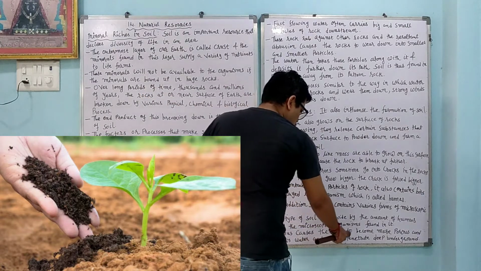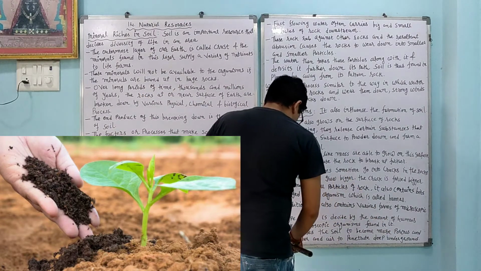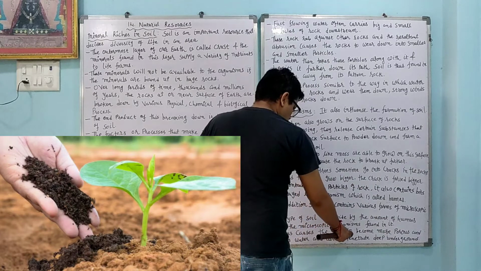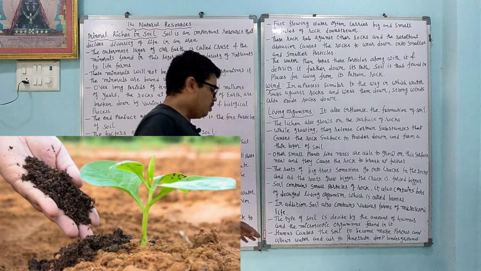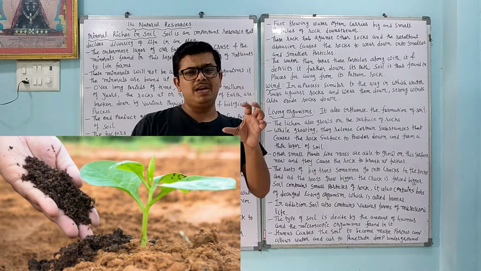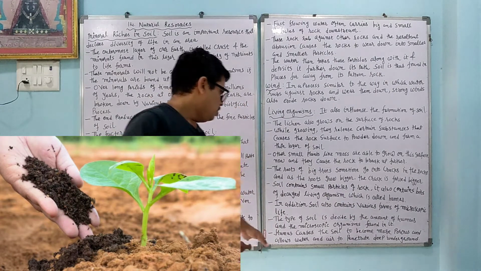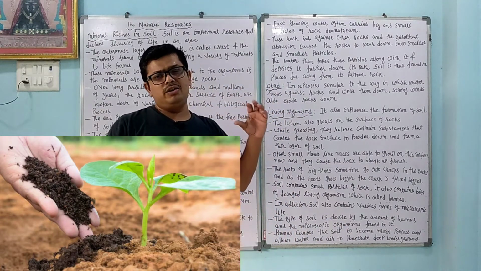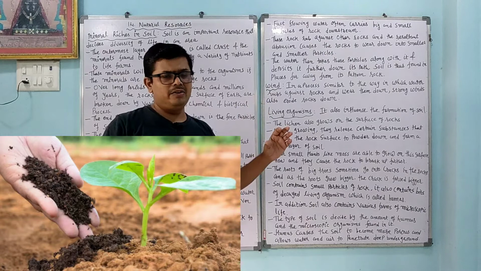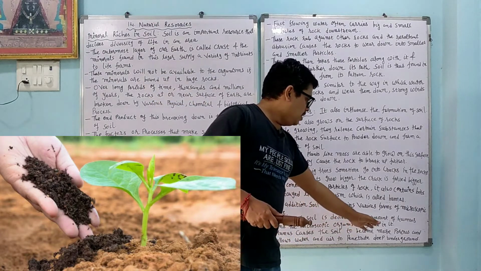Humus causes the soil to become more porous and allows water and air to penetrate deep underground. So because of the humus, the soil becomes more and more porous, and water and air easily penetrate deep underground.